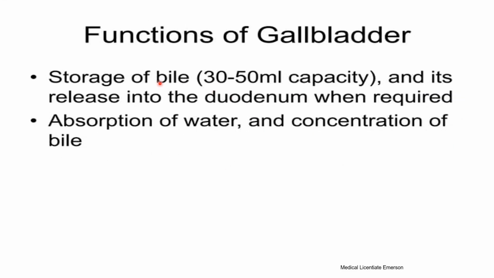The functions of the gallbladder is storage of bile. It has a capacity of about 30 to 50 mils, and it's released into the duodenum when required. Then it's also responsible for absorption of water and concentration of bile.